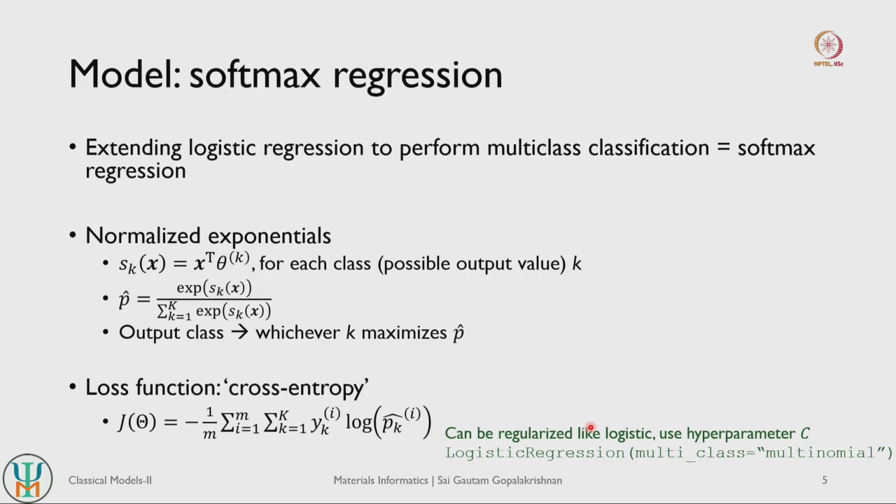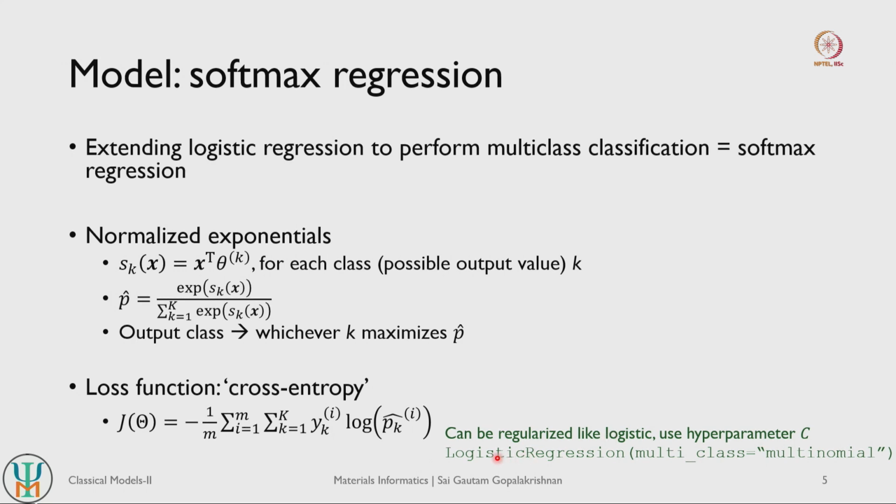So how can we regularize our softmax regression? We can regularize it just like we regularized our logistic regression model here using the hyperparameter C, right. Just like logistic regression uses this hyperparameter C, which is inversely proportional to alpha that we used in linear regression, we can use the same hyperparameter to regularize our softmax regression here.